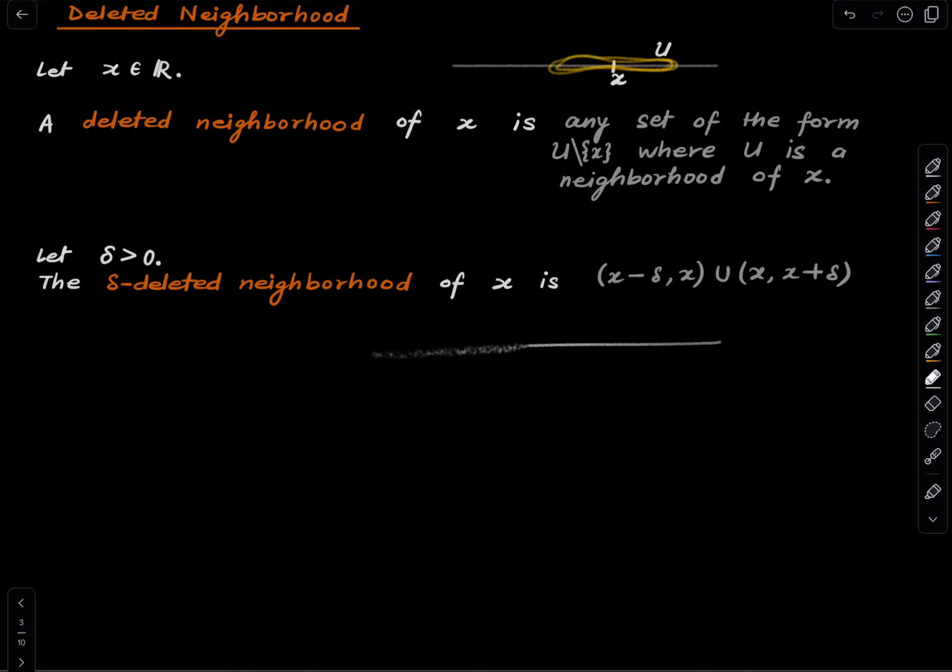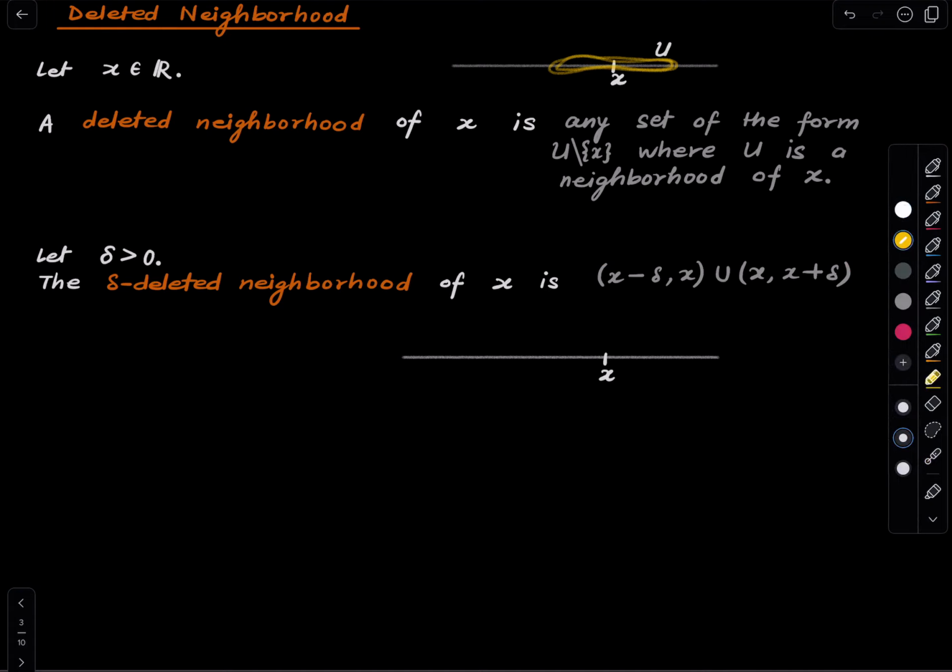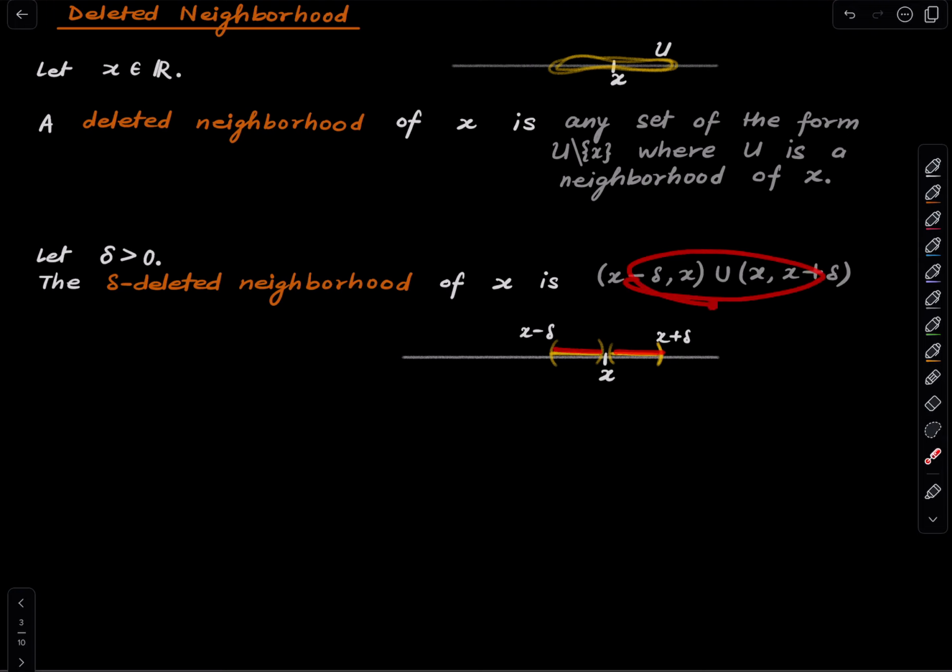So you have the set of real numbers. Let's say x is here. So this thing is nothing but the thing that I'm going to shade. So it's that union this part. So this is x minus delta, that is x plus delta. And the union of these two intervals is the delta deleted neighborhood of x. Basically, you take the delta neighborhood of x and remove the point x from it. That's it. Nothing interesting going on. Let's proceed.